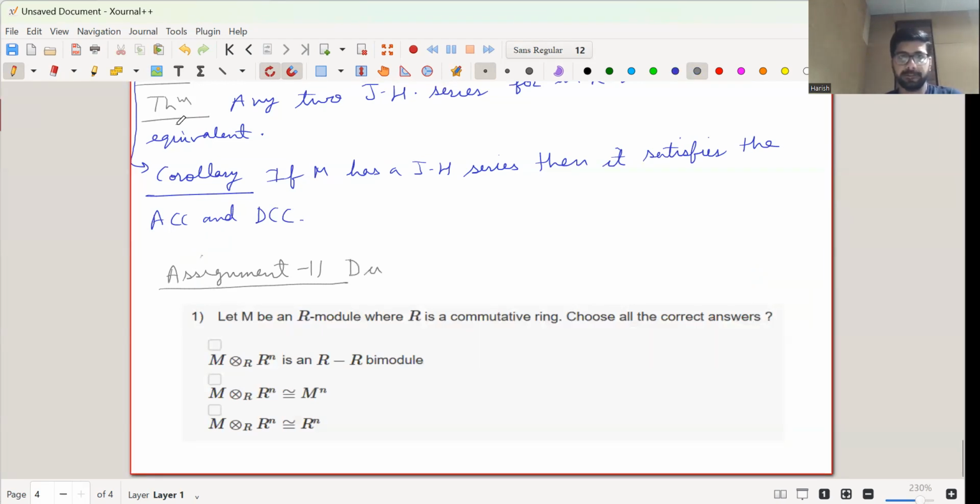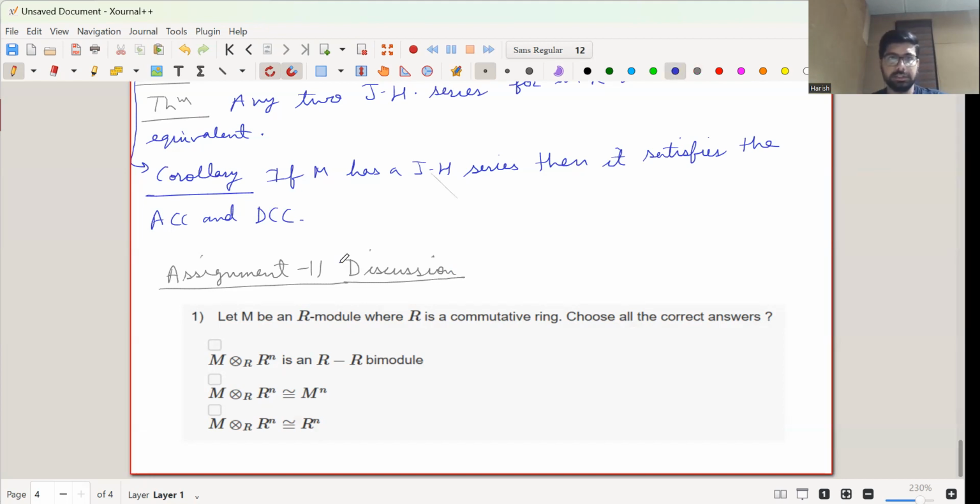So it says: let M be an R module where R is a commutative ring. Okay, Vivek, you are saying question number 6? Okay, we will see. So let M be an R module where R is a commutative ring. One has to choose all correct options.